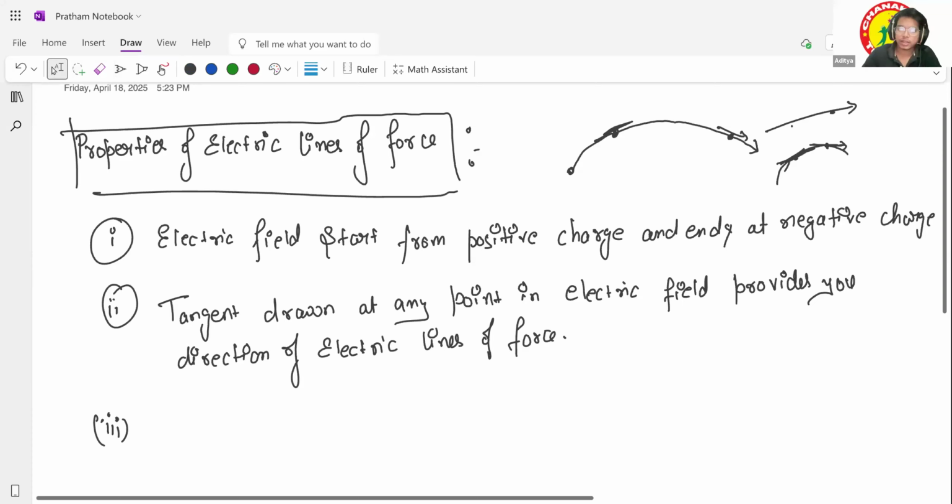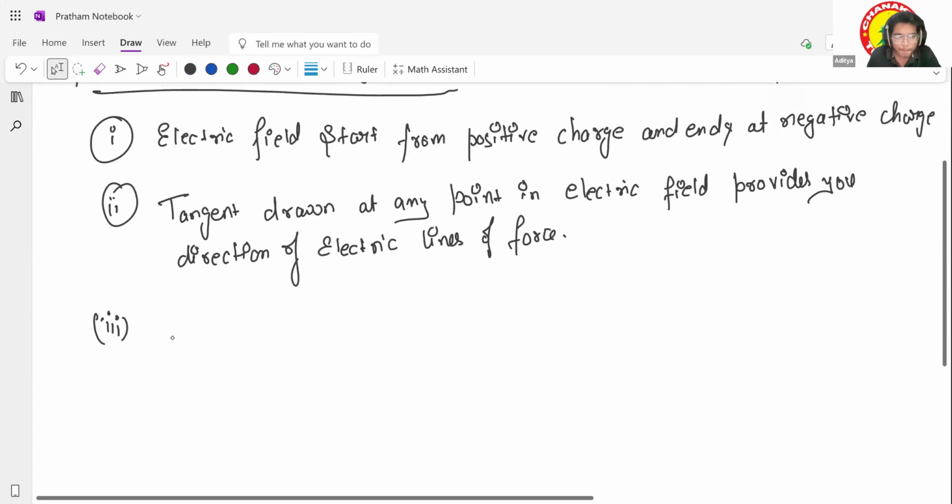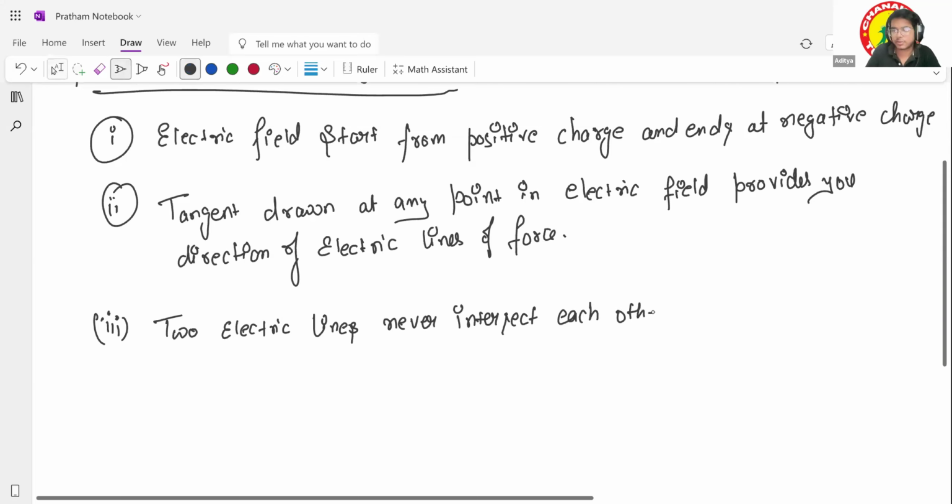Look, the third is that two electric field lines never intersect each other. What can be the next property?